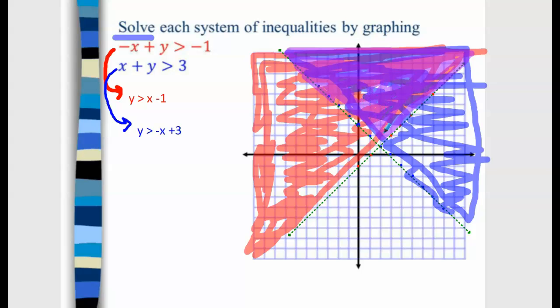So again, we're looking for their solution or their overlap where the two lines meet. So solutions to the system of inequality are going to come from this shaded region up here. They don't come from on the line because both lines are dashed.